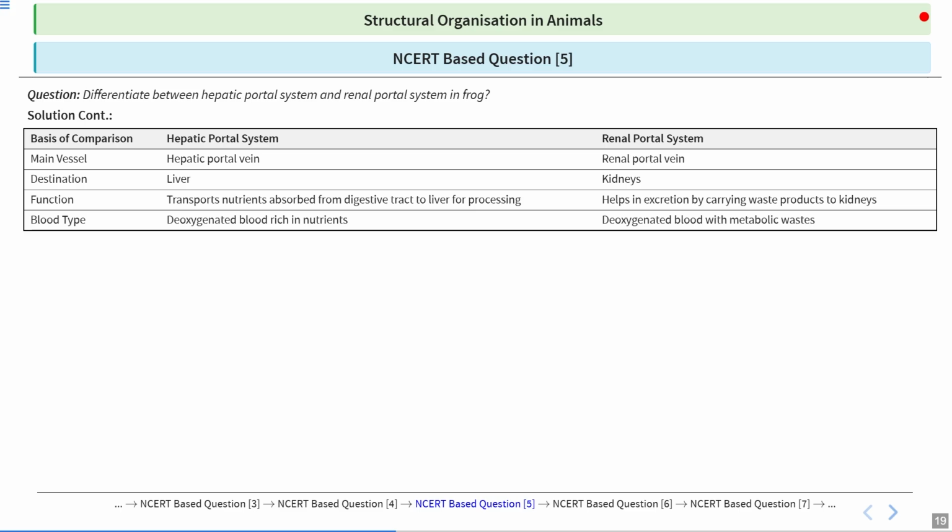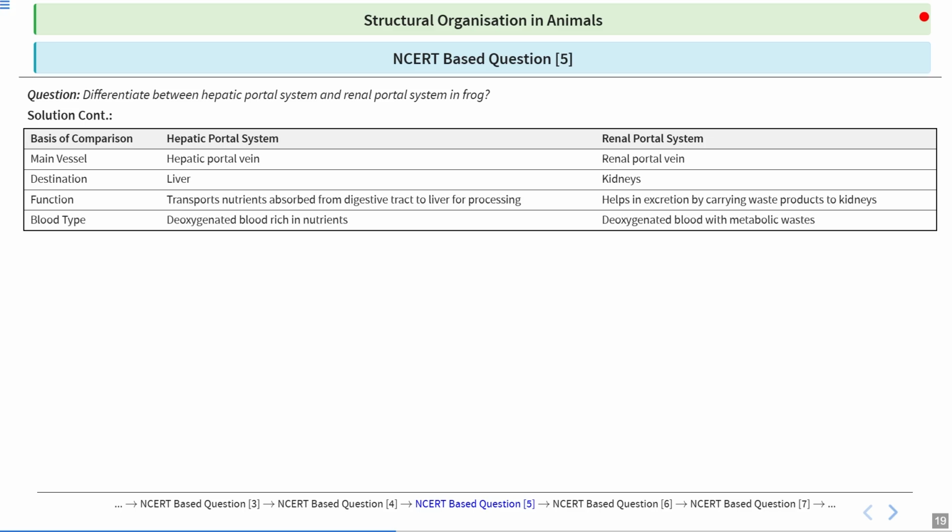So they are taken to the kidney part, and it helps in excretion by carrying the waste products to the kidney. So there the nitrogenous waste material is eradicated, right? Blood type. Now here, the hepatic portal system, the blood is deoxygenated but rich in nutrients. It still has carbon dioxide in it, because the carbon dioxide will be removed once it goes to the lung only, right?